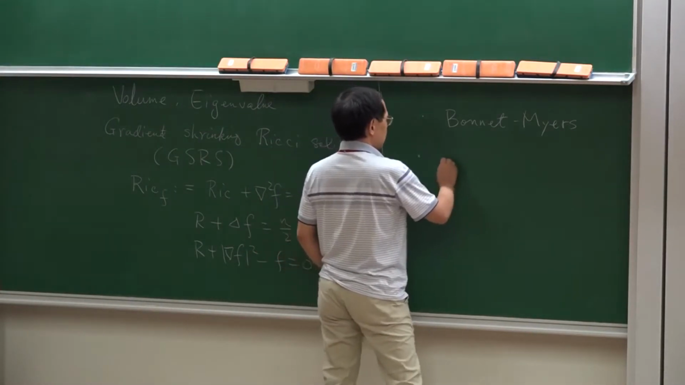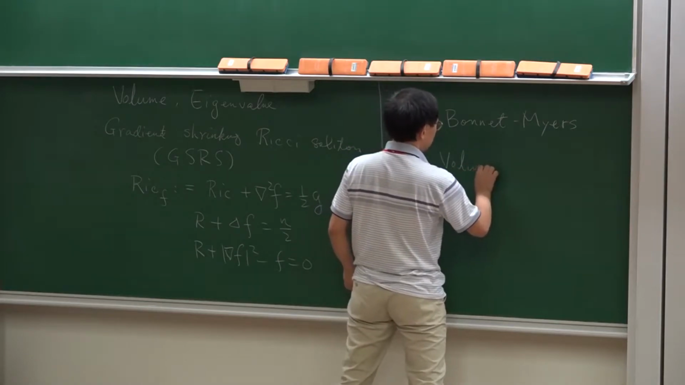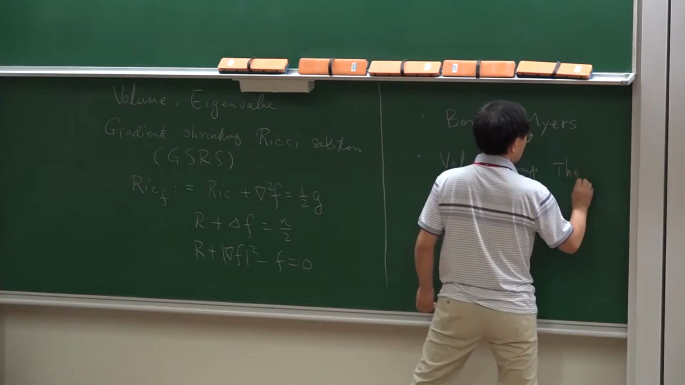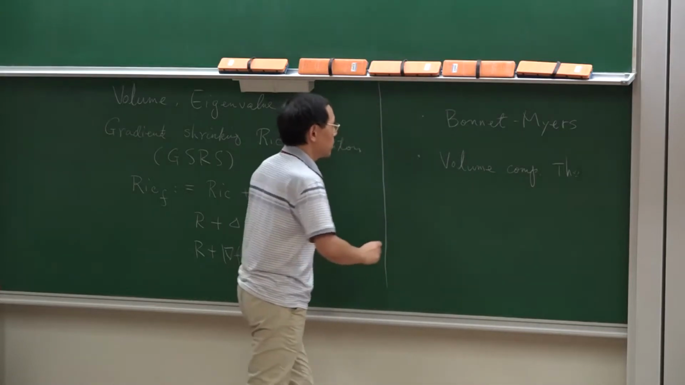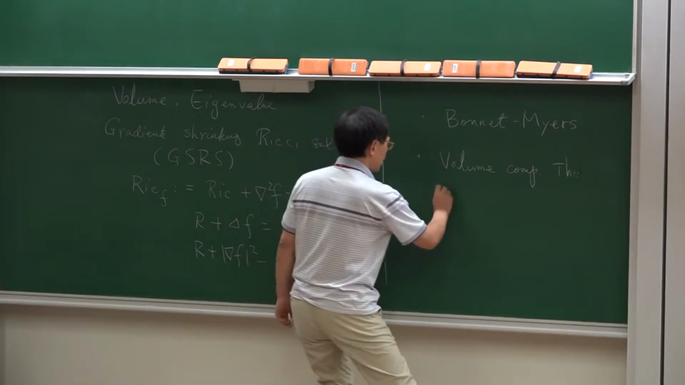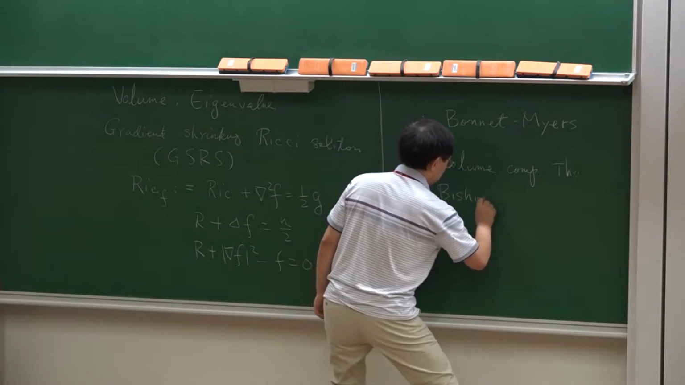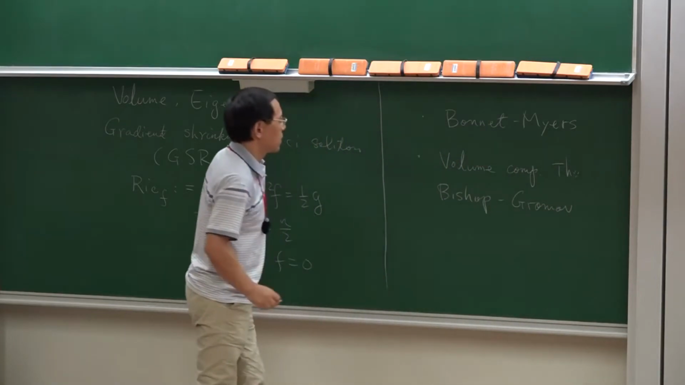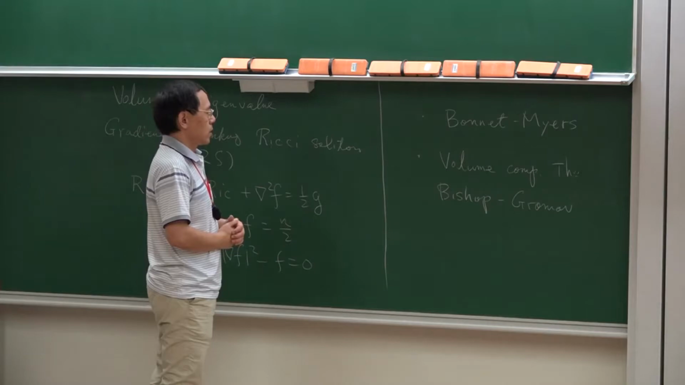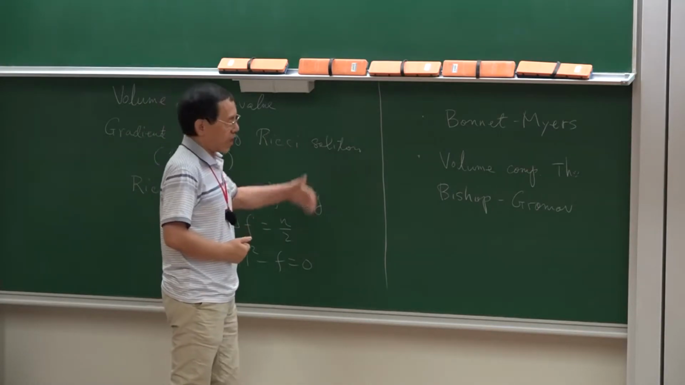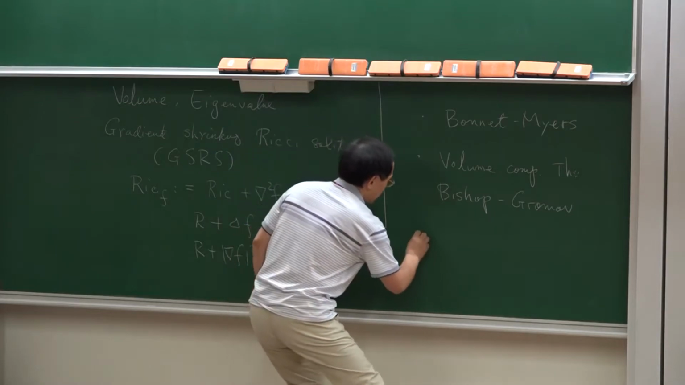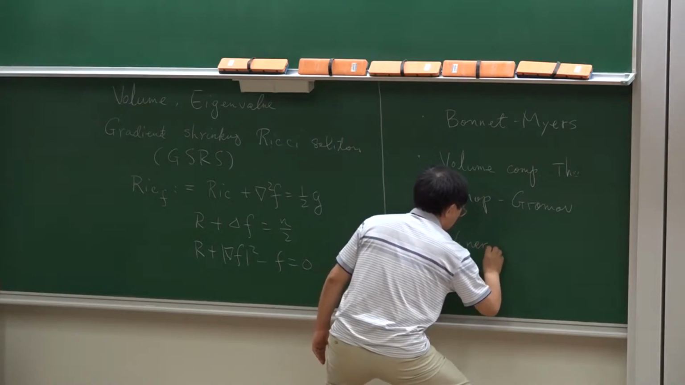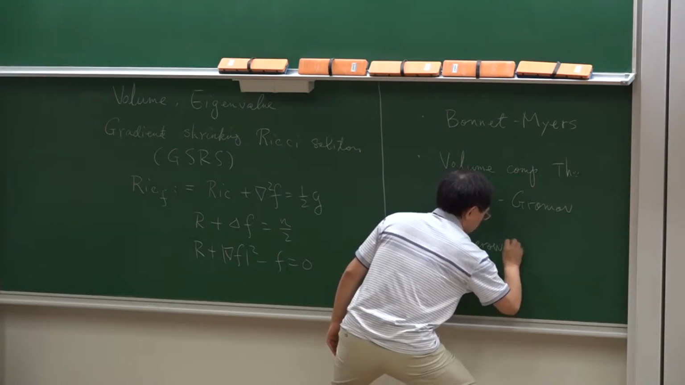The second one is the volume comparison theorem, which we usually call the Bishop-Gromov theorem. Another one is the Lichnerowicz-Obata theorem. So we can ask a lot of questions.